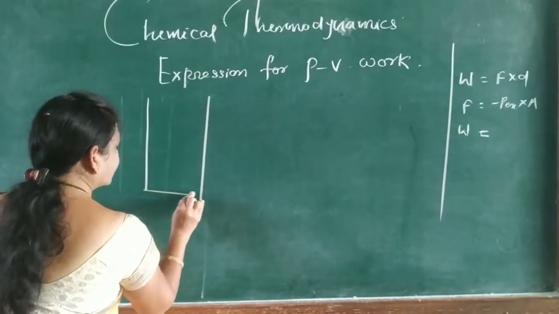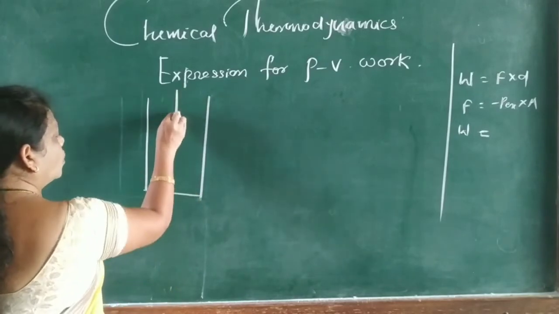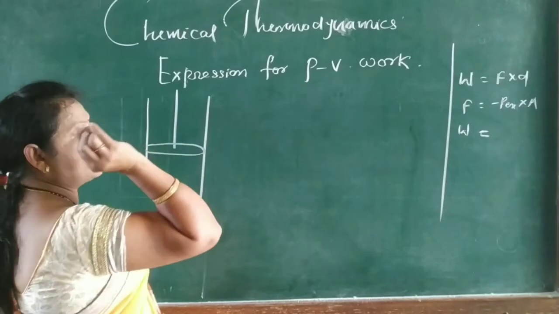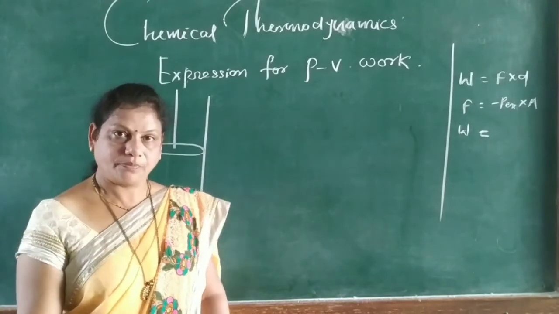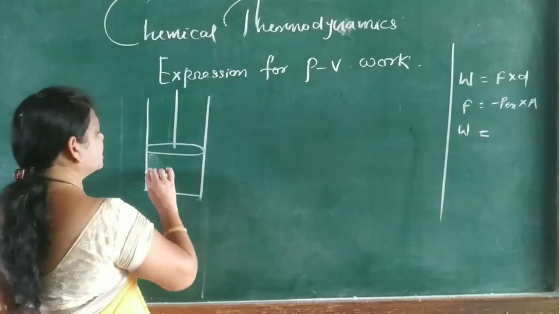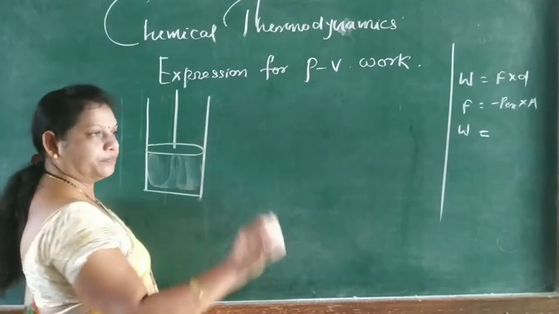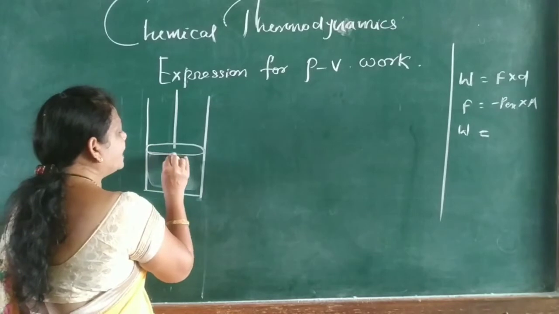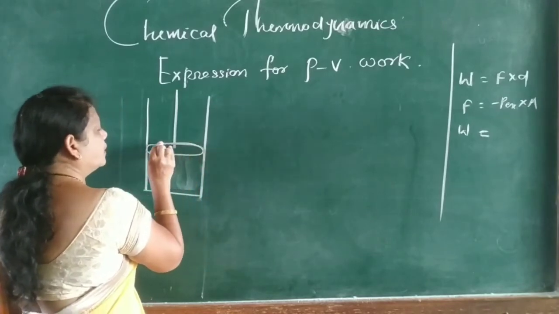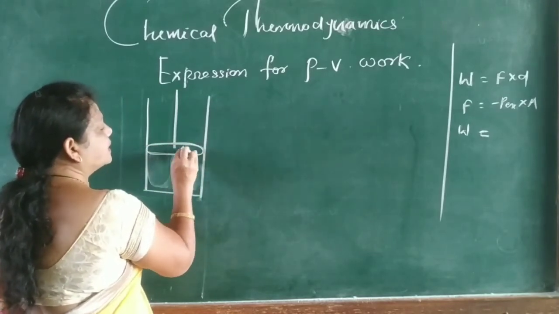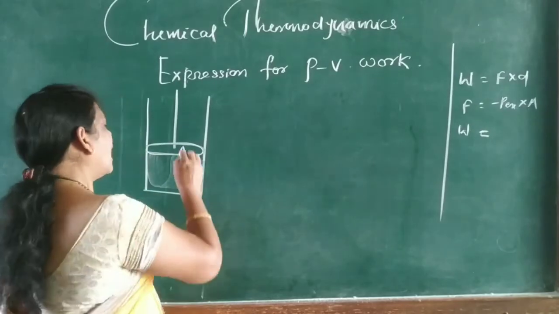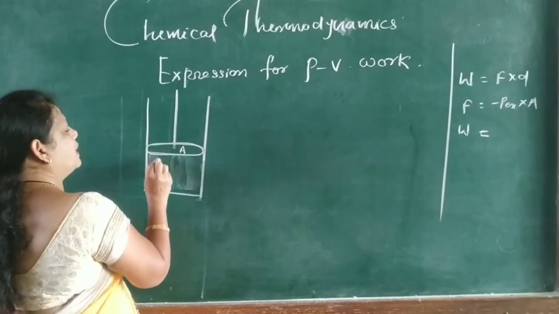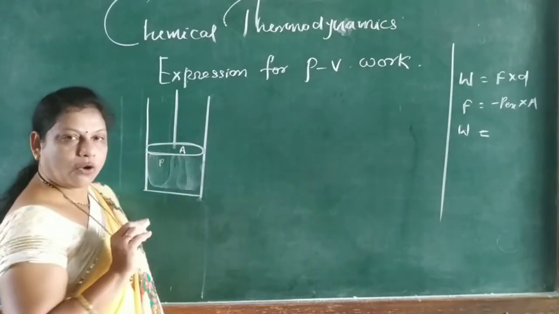Consider a gas enclosed in a cylinder with a weightless and frictionless piston. Suppose this is the volume of gas and this is a piston. This is the area of the piston, A. And the pressure on this piston, P, is equal to the pressure of the gas.